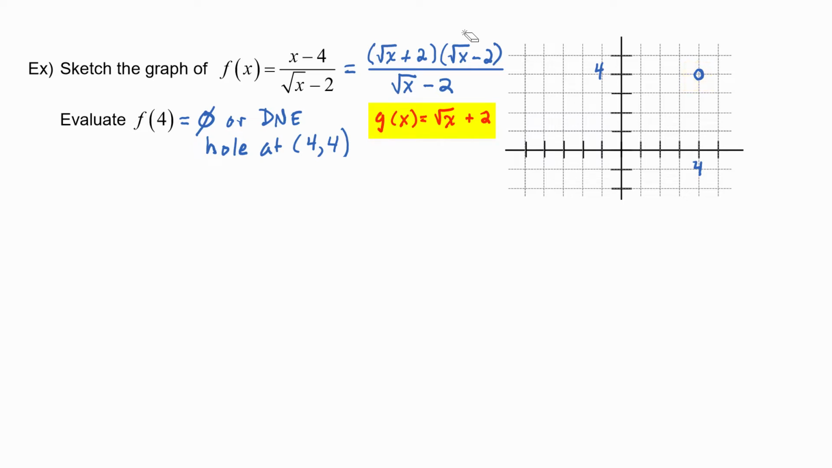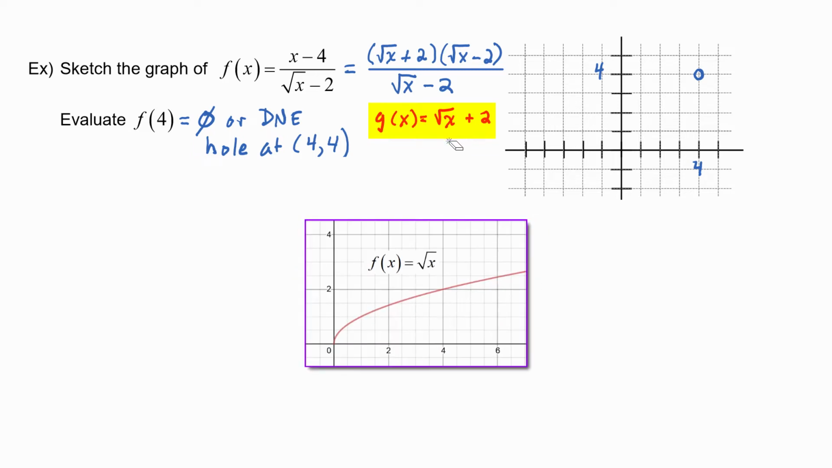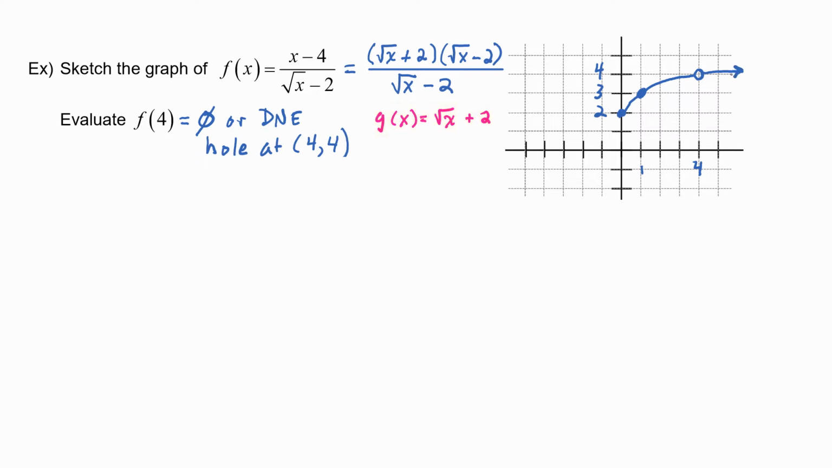So from our college algebra class, we know the basic shape of radical x. If we plug in a couple values, 0 for x, we get 2 for y, so we have the point 0, 2. If we put in a 1 for x, 1 plus 2 is 3, so we have 1, 3. And then we know the radical function has this basic shape. So there's our graph of f of x. It looks exactly like the graph of g of x, except that it will have the hole at the point 4, 4.